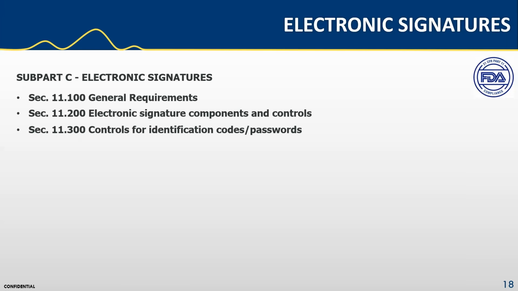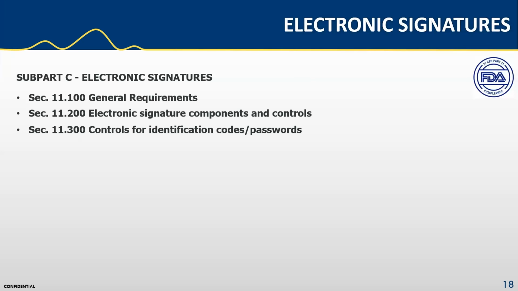In section 11.200, electronic signature components and controls, the FDA wants electronic signatures to use at least two identifying components, such as an identification code and a password. Electronic signatures should be assigned to individual persons, not to groups or departments, such that each electronic signature can only be executed by a single person to whom it was assigned and whose identity was verified in compliance with this part. The FDA really wants to make sure that approval and review signatures cannot be disputed once they are entered into the system.